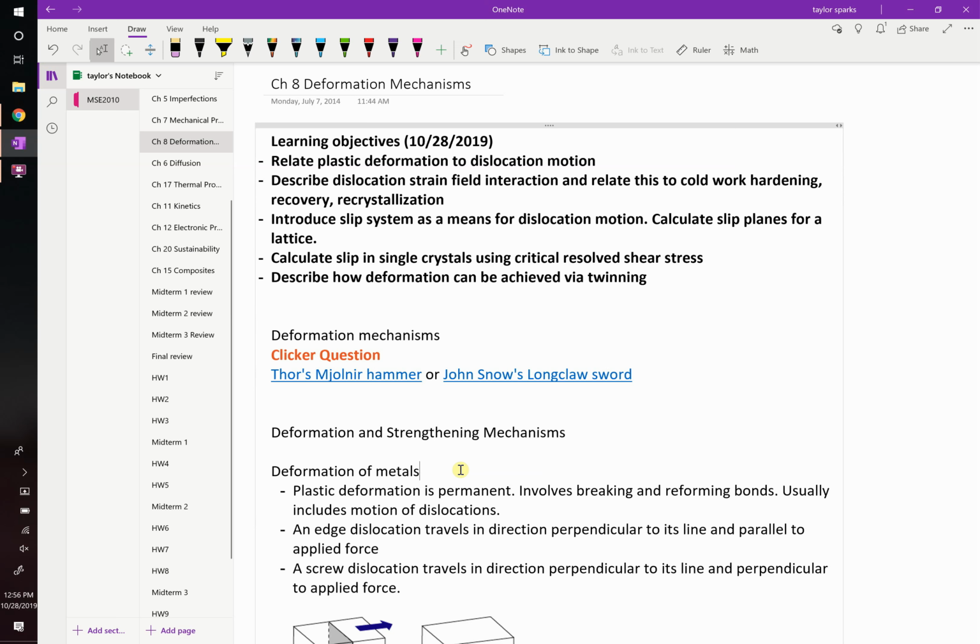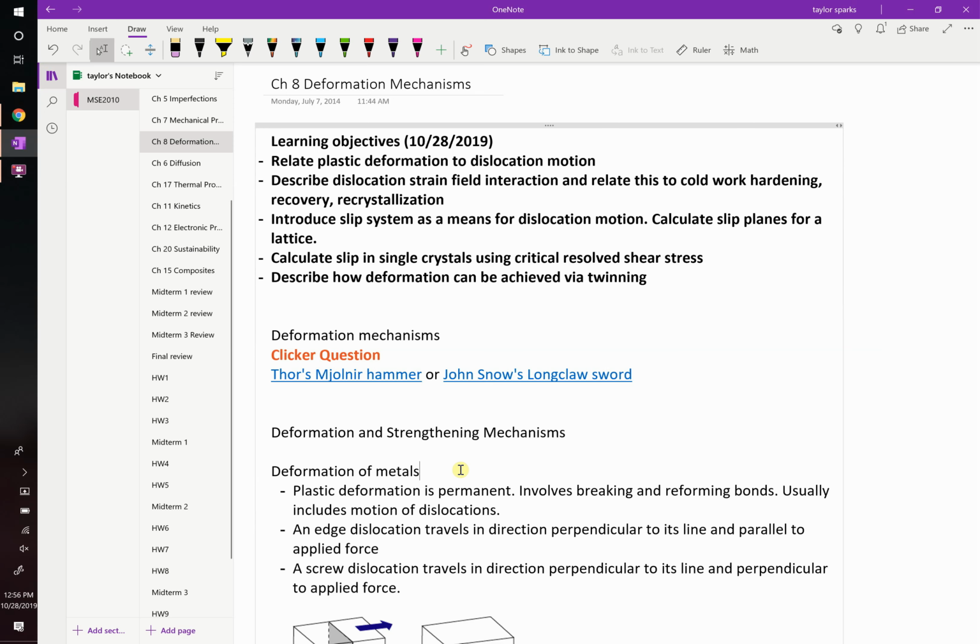We're going to introduce slip systems as a means of dislocation motion and actually calculate it for a single crystal. We'll have to introduce the idea of a critical resolved shear stress to do that. And at the end, we'll probably even talk about twinning, although that's probably going to be next class because we've got a cool demo for it.